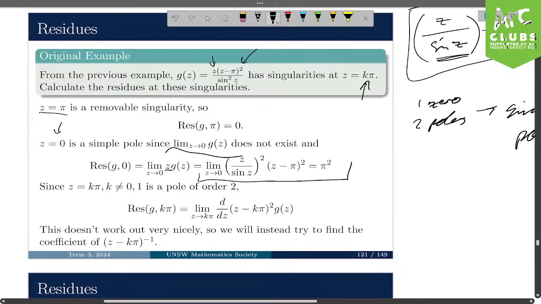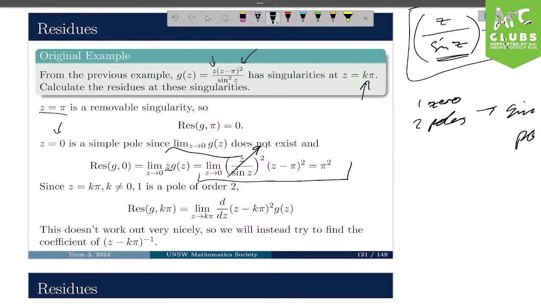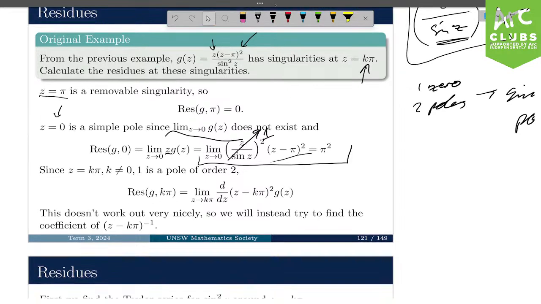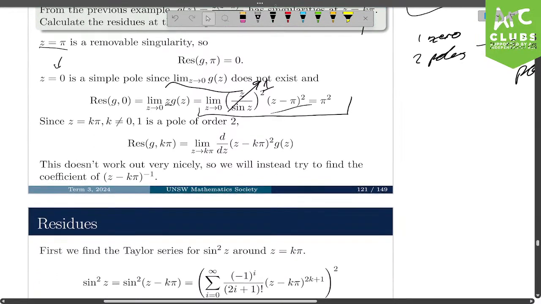And so, to determine the limit, we recognize that this is just going to be 1, so we just sub in z is 0, pi squared. Okay? Nice. Let's keep on moving.